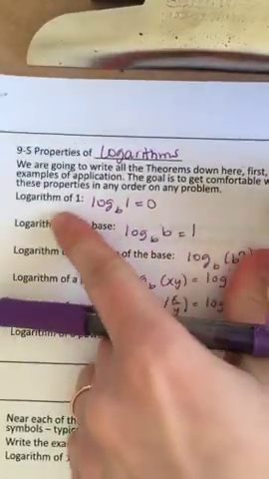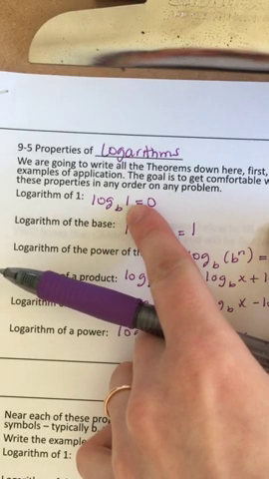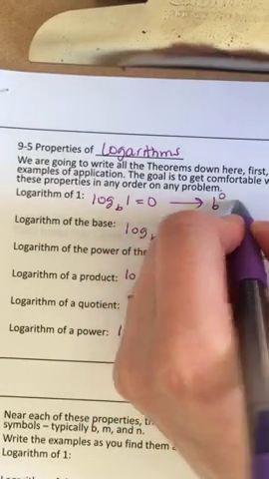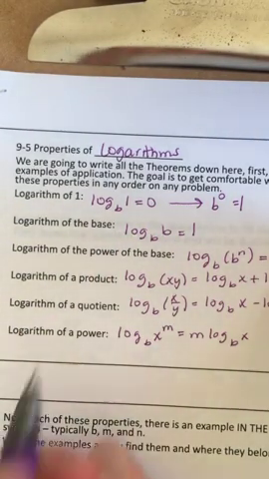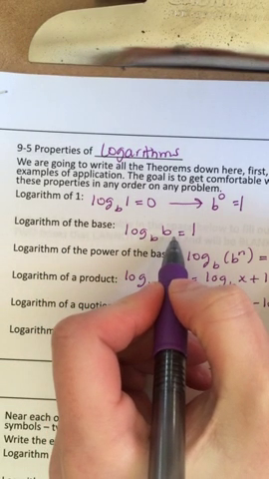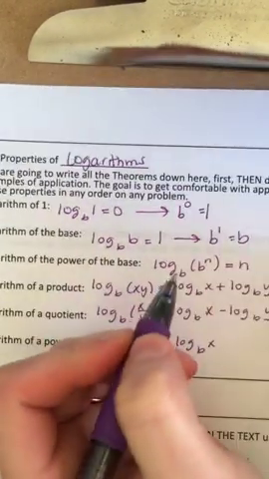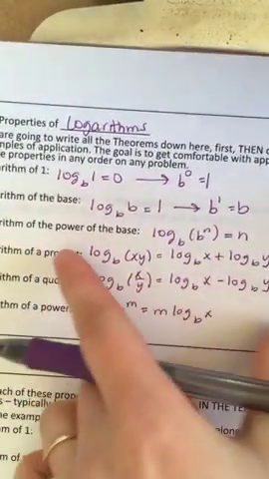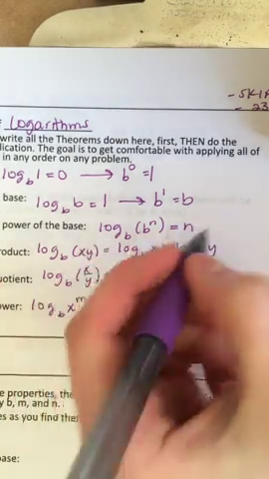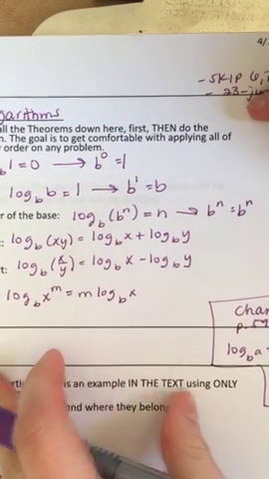So the first one is a logarithm of 1, and this is log base any base of 1 is 0, because any base to an exponent of 0 is 1. Logarithm of the base, log base b of b is 1. That's because any base to the first power is that original base. Logarithm of the power of the base, so log base b of b to the n equals n, because b to the n equals, imagine that, b to the n.